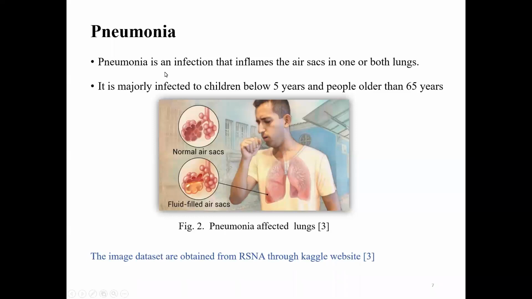Yeah, another disease which we have considered is pneumonia. This is an infection that inflames the air sacs in one or both lungs. Majorly, children below 5 years and people older than 65 years are more prone to this disease. You may observe here the normal air sacs, and here are the fluid-filled air sacs. These are quite dangerous, the fluid-filled air sacs. That leads to infection, and that may cause severe problems also.